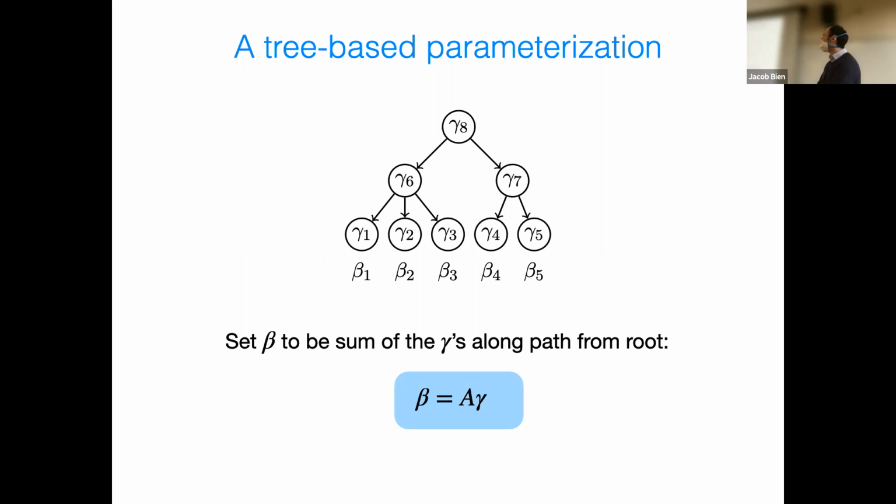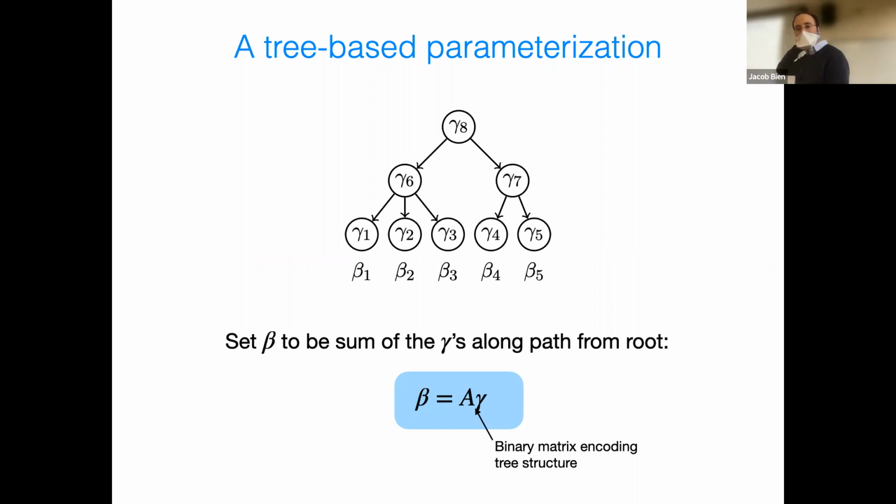And beta 1 likewise would be gamma 1 plus gamma 6 plus gamma 8. So you could imagine we're going to have this matrix A, which is a binary matrix, and it basically just says how you add up the gammas to get to each beta. So the tree structure will be encoded in that matrix A.